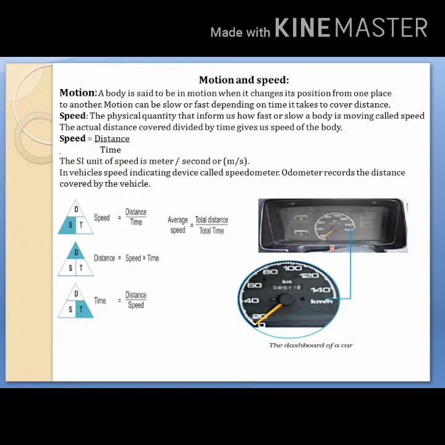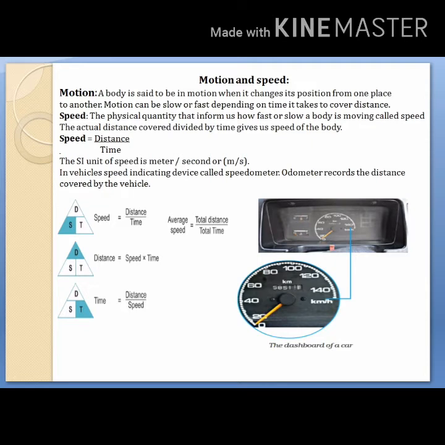Motion and speed. Motion. A body is said to be in motion when it changes its position from one place to another. Motion can be slow or fast depending on time it takes to cover distance. So fast means that it covers more distance and slower means it covers less distance in the same time.